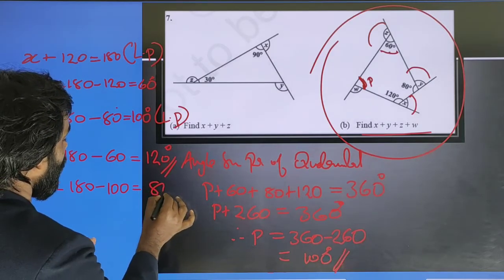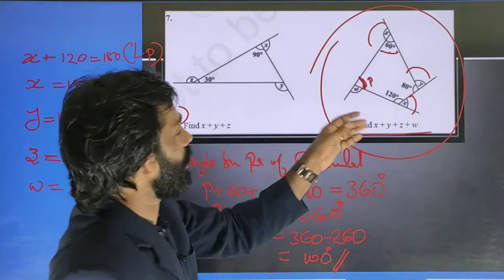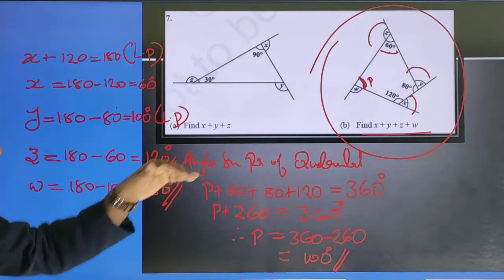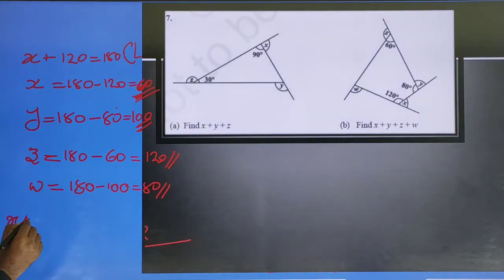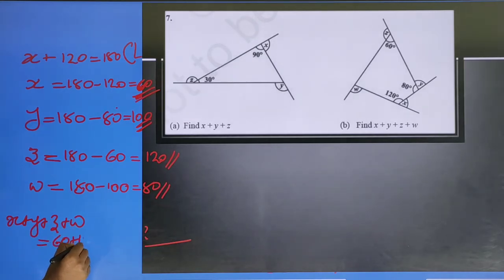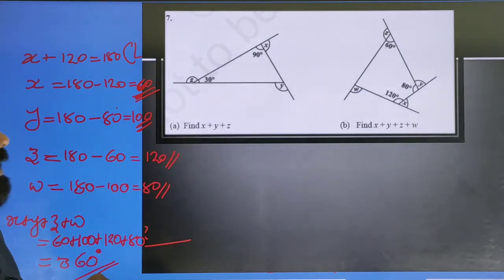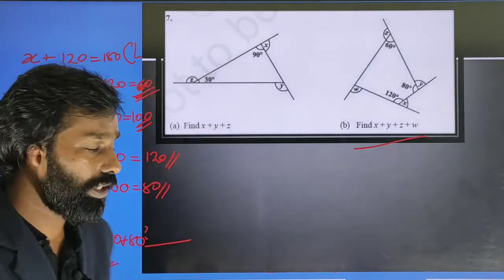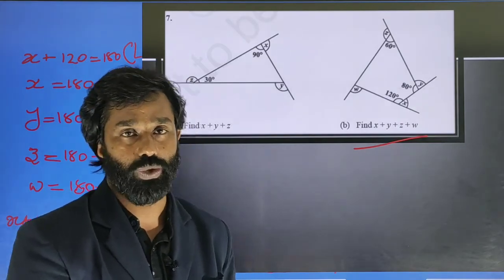Now what they are asking us is to find x plus y plus z plus w. We need to add all those things. Therefore x plus y plus z plus w equals 60 plus 100 plus 120 plus 80. So what is that? Yes, we know it's 360. Well, so the value of x plus y plus z plus w equals 360. Hope you understood. Thank you.